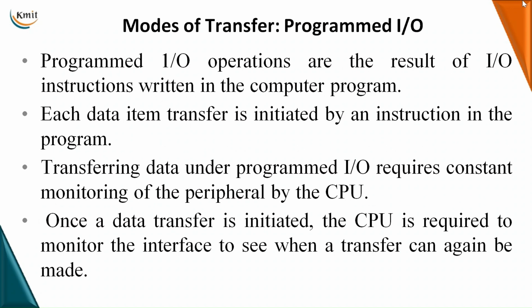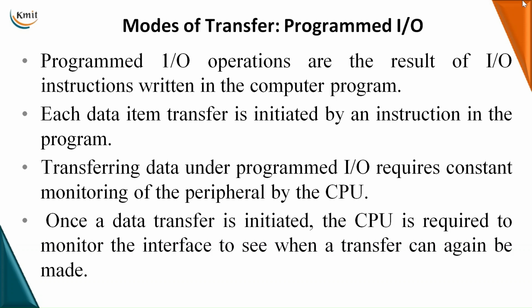As the name implies, programmed IO is nothing but the method of data transfer that takes place with the help of a program. That's why we call it programmed IO. Here, the transfer of data between the CPU and the input output devices takes place with the intervention of the CPU. So the programmed IO operations are the result of IO instructions which are written in a computer program. Here the input output device doesn't have direct contact with the memory unit. So it has to take the intervention of the CPU in order to enable the data transfer.